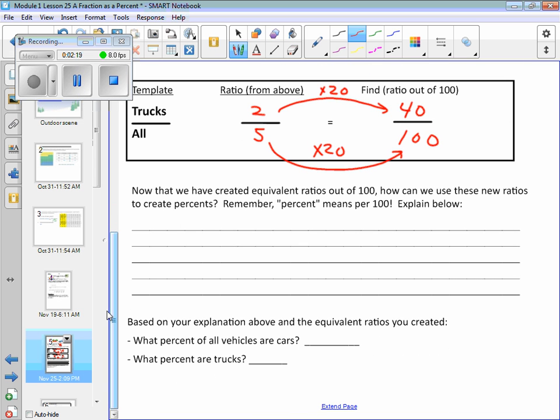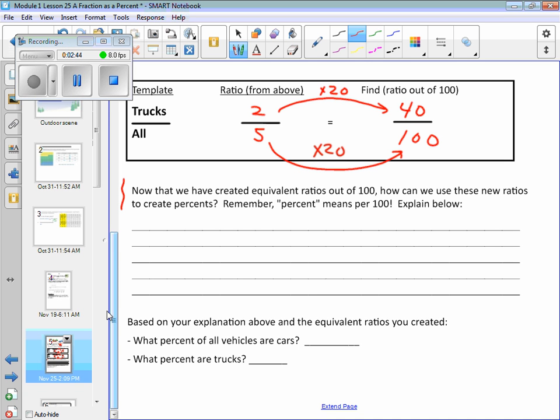Let's take this to the next section here. It says, now that we have created equivalent ratios out of 100, how can we use these new ratios to create percents? Remember, percent means per 100. So how do you do it? Once you've created your equivalent ratios out of 100, how do we now take what we have as our new ratio and convert it to a percent? Lee?